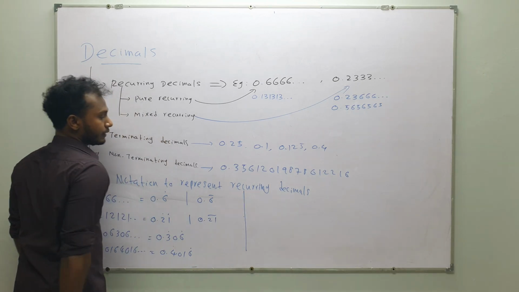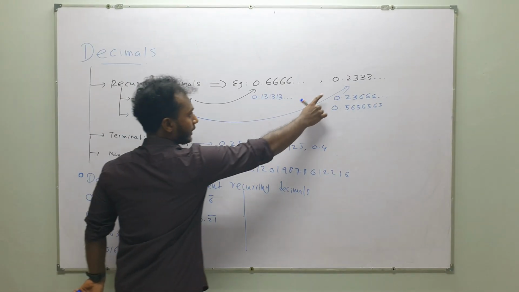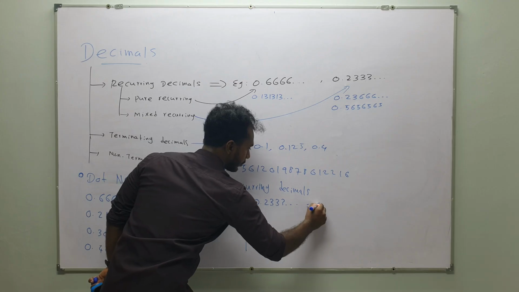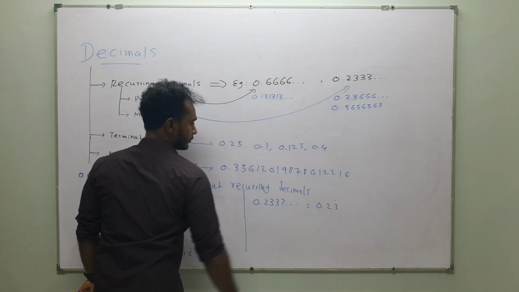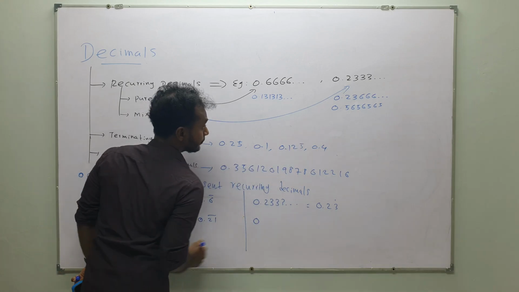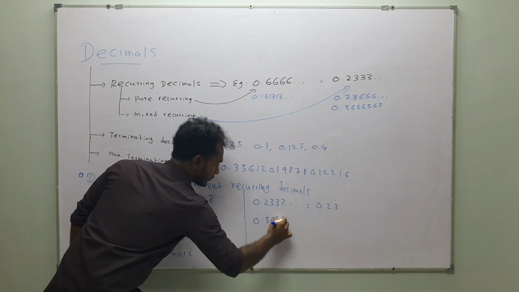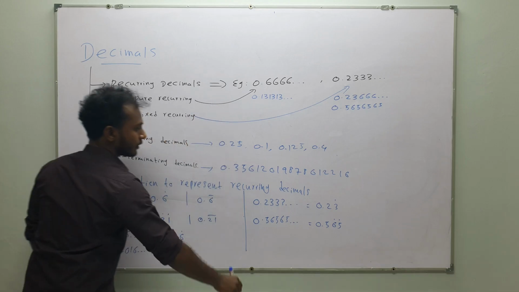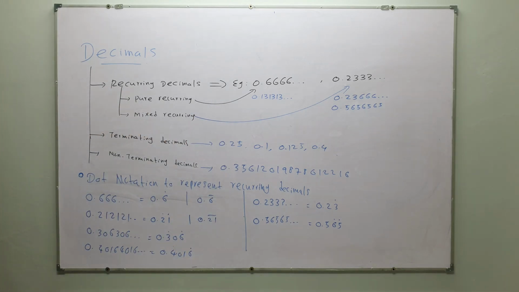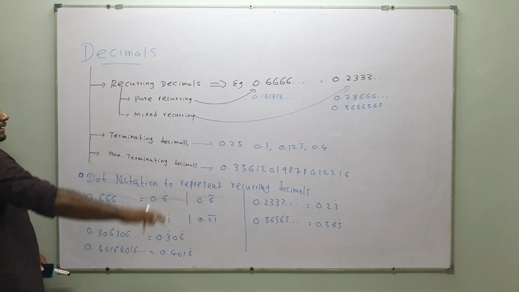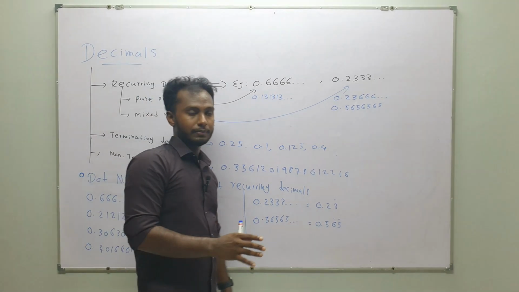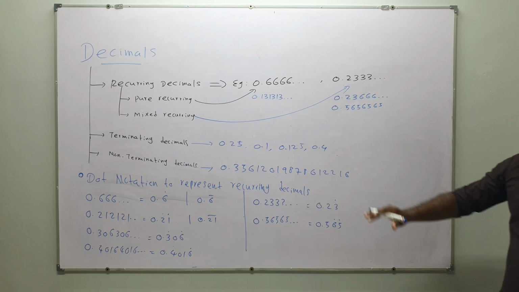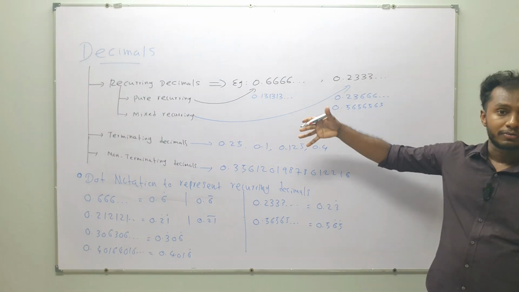Imagine you have a mixed recurring number like this. How to represent it? Let's take 0.2333 recurring. This can be written as 0.23 with a dot over the 3. Only 3 is recurring. Another example, 0.56565 recurring. You can write 0.565 with dots over the 6 and the 5. We use the dot notation and the bar notation here, and these are the only things you have to learn on decimals. In the next part, I'm going to talk about how to convert these recurring decimals into fractions. All right.